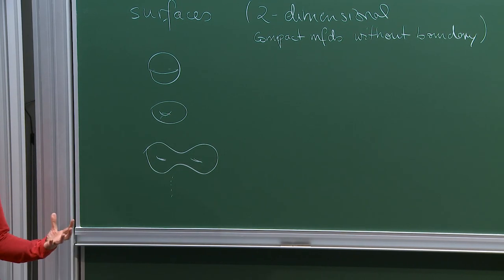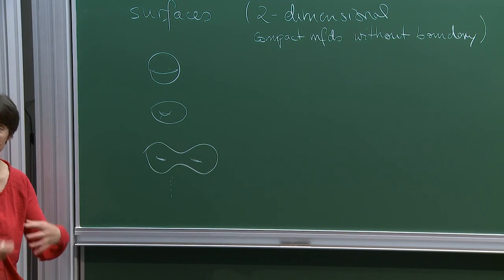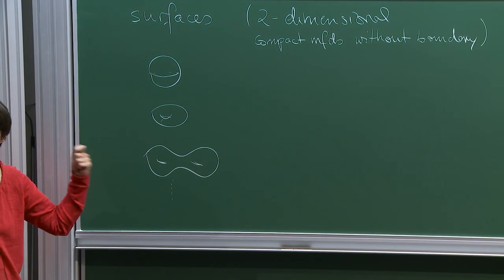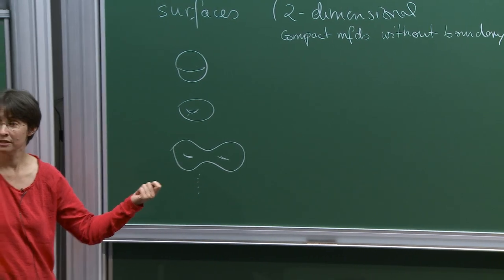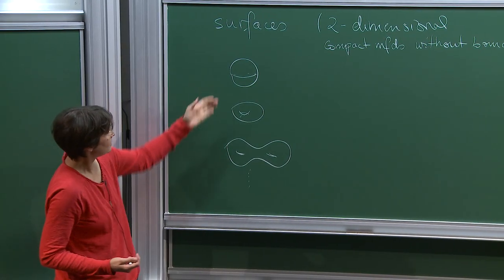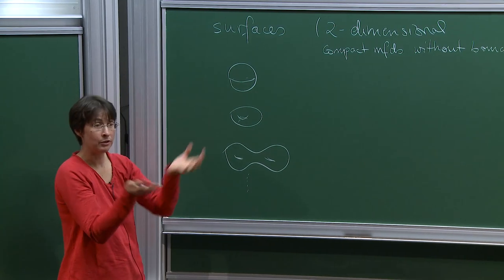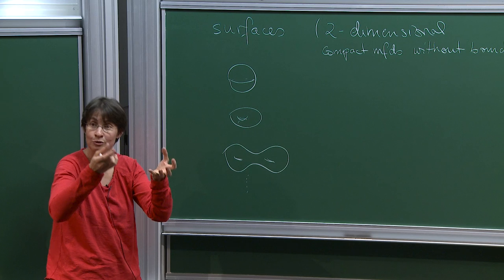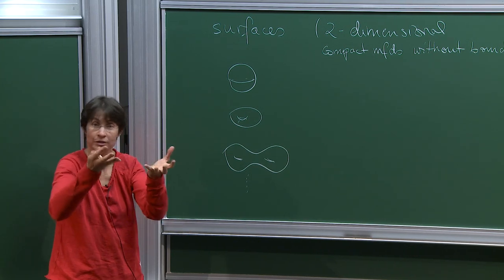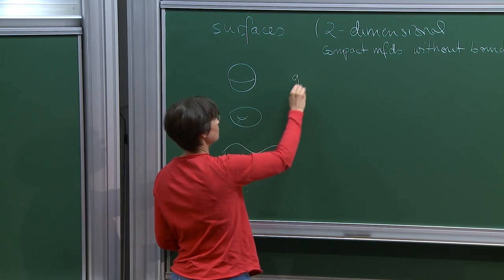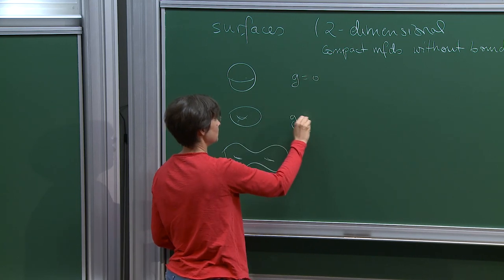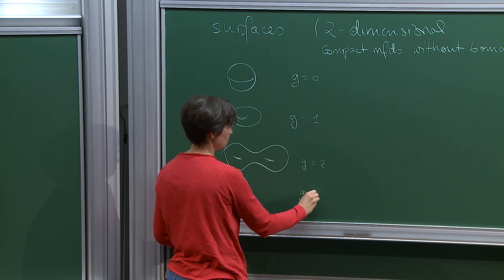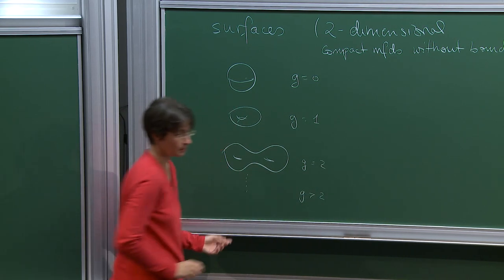And if you just look at the surface without any geometric structure, just as a topological space, it's classified by one number, which is called the genus. That's how many handles you have to attach to the surface of a ball so that the surface you look at is the surface of this shape. So this has genus 0, this has genus 1, and this has genus 2. And then we have genus bigger than 2 coming here.